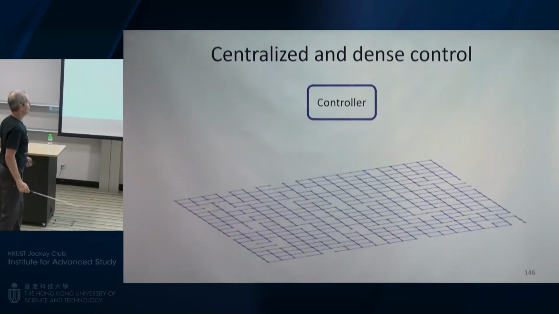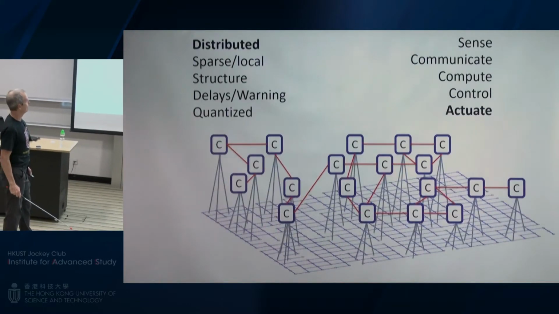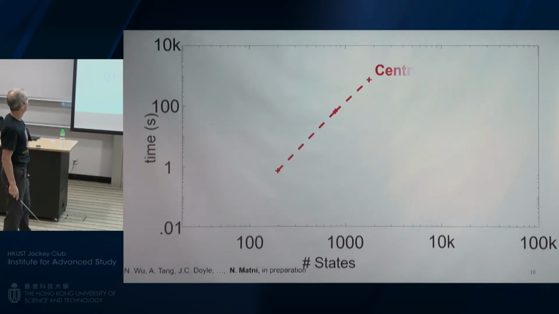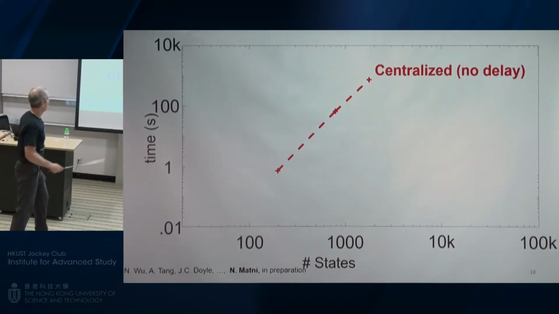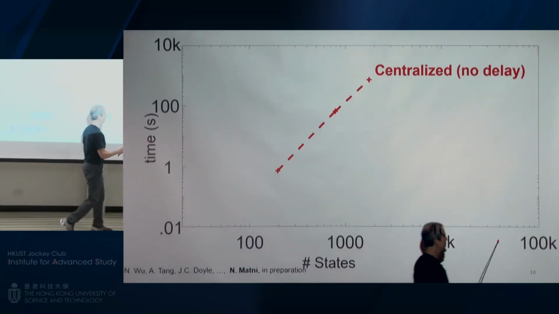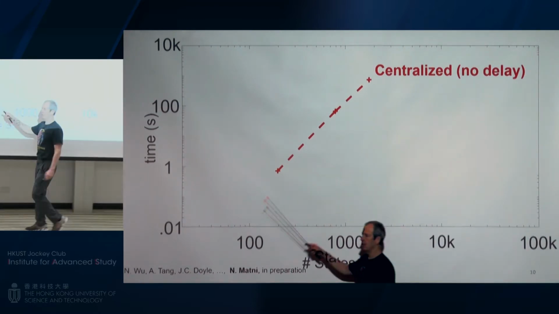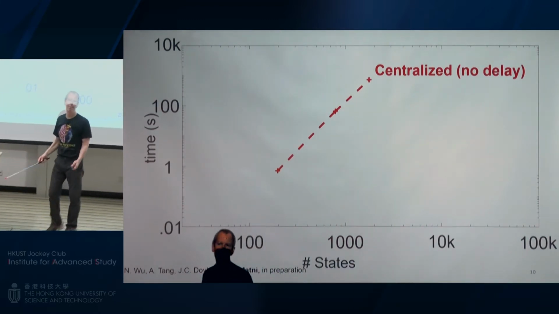And so again, you can have this dense centralized controller, or you can have what we really want, which is this. We'd like to have all these features, and we can do this now, right? We can design that. Here's the problem. This is the number of states. We're going to go up to 50,000 states. This is how long it takes to compute the controller on a laptop.